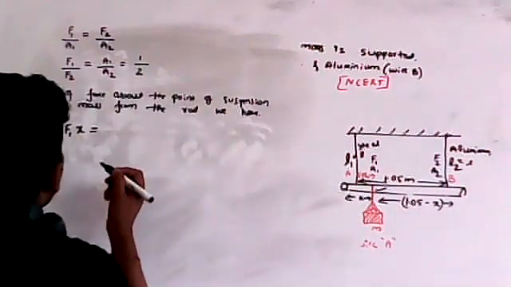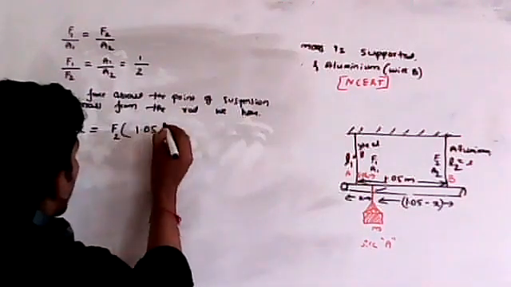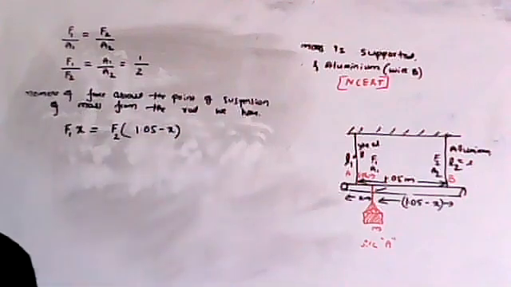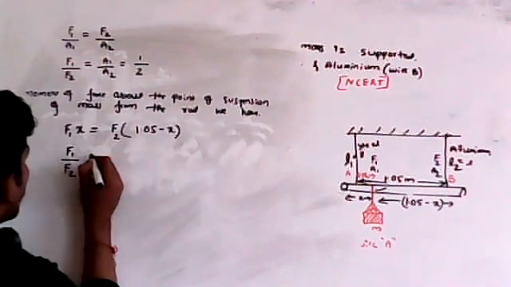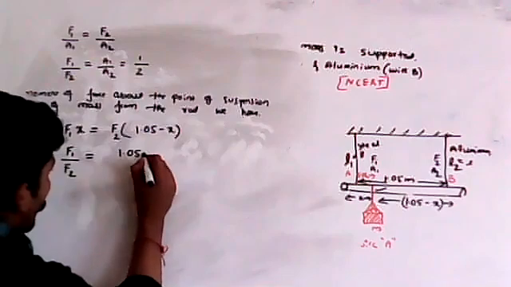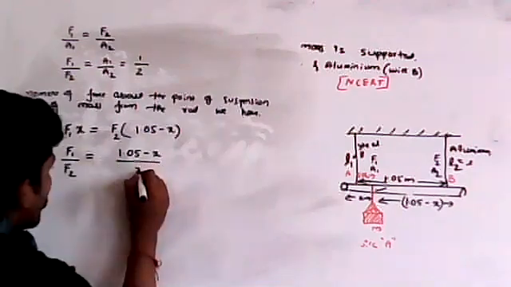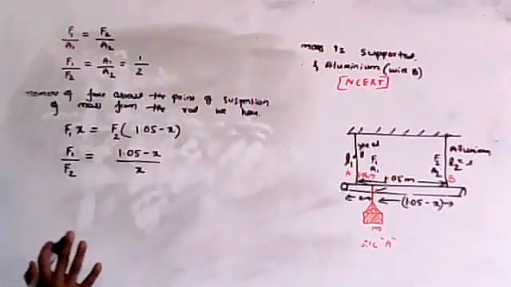In the same way, here we can write F2 into 1.05 minus x. Is it okay? Correct? Now, just rearrange the terms if you want. Rearranging means F1 by F2 is equal to 1.05 minus x, with the x term on one side and the force on the other side. That's it. Nothing else.